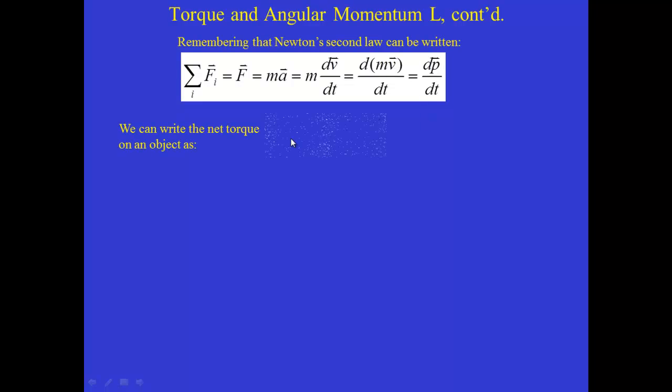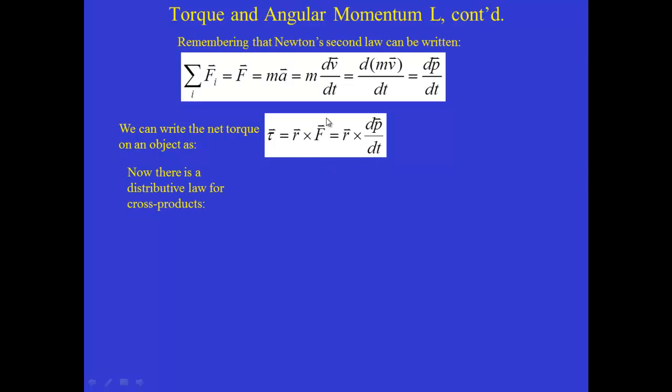So we see that there is a nice, very natural way of writing down Newton's second law as the net force being equal to the time derivative of the momentum. Well, we can write the net torque of an object like this. Torque is r cross F, where F represents the net force. So that would be r cross dp/dt, because as we see above, F can be written as the derivative of p with respect to t. So that's the net torque.